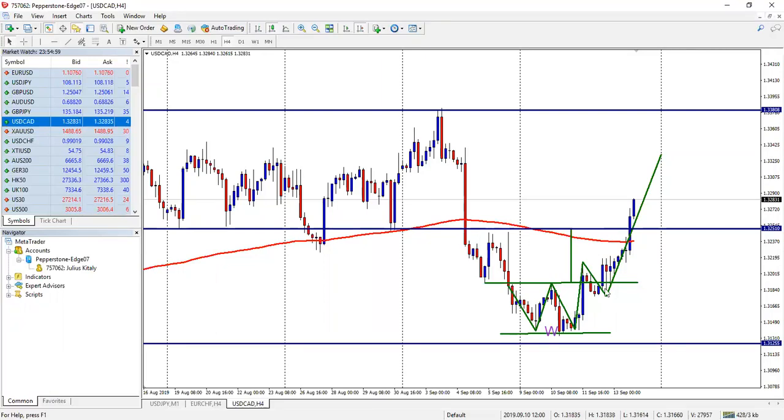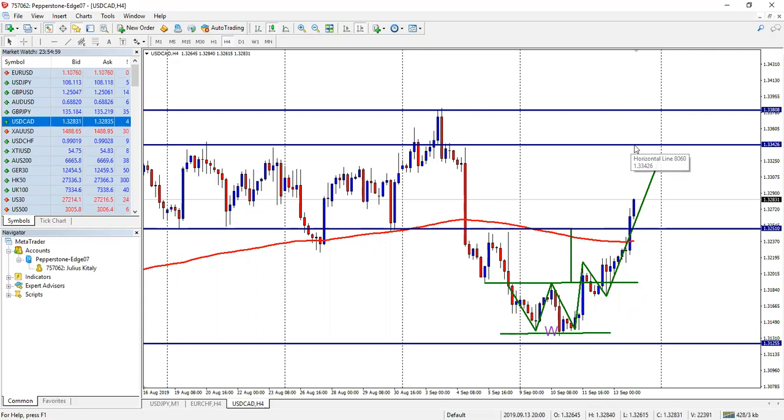And if you saw this formation of the inverse head and shoulder, the third position's target should be somewhere here. So up to this moment, you have another position running, waiting to take your third target, third take profit. So this is the way we keep trading.